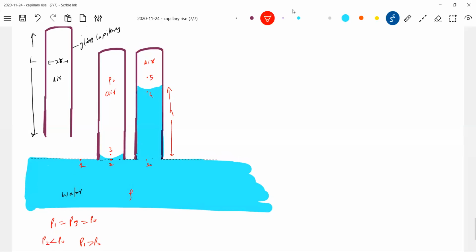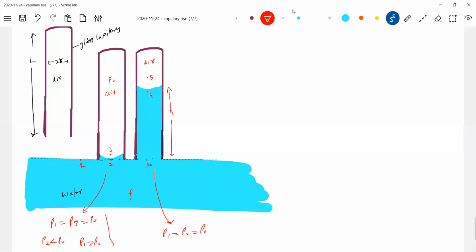Now what should happen? Pressure at 1 must be equal to pressure at 2. This is for this diagram only. Now for this situation, what can you write? Pressure at 1. Agree with this? Okay, let's come to this one.